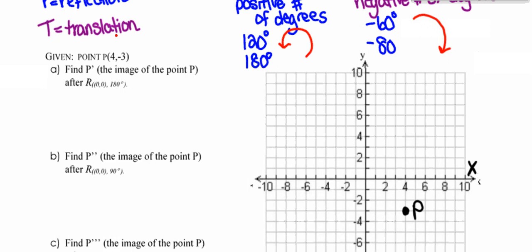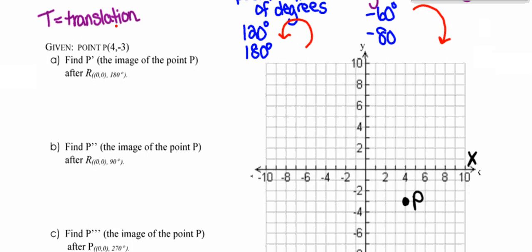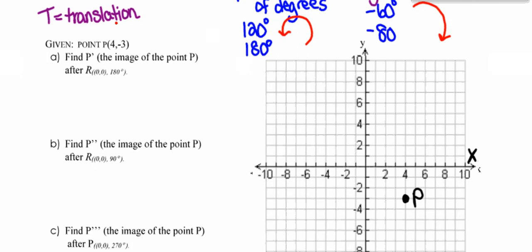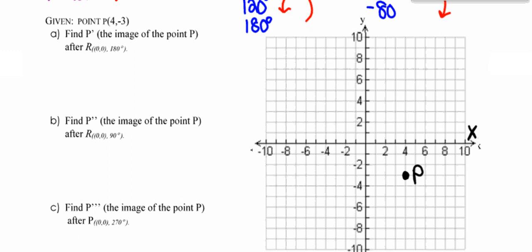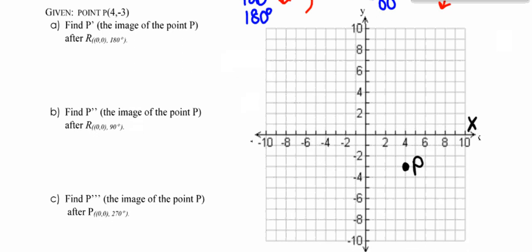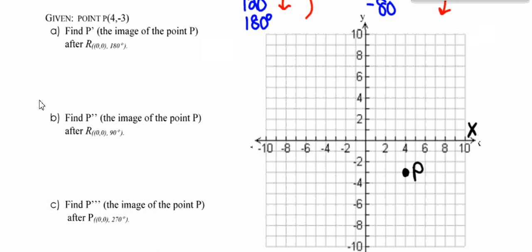So let's go ahead and actually perform some rotations. In this example, it says given point P with coordinates (4, -3), they want us to go ahead and find point P prime, point P double prime, and point P triple prime. I'm going to begin by plotting point P on my graph. You should go ahead and plot point P on your graph also.